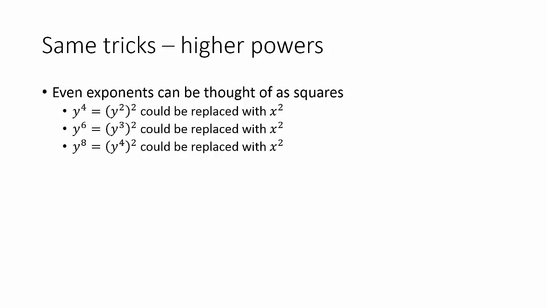So y to the 6th, for example, could be rewritten as y cubed squared. Or to make it easier, we just say that's x squared, and we work under the assumption that, talking about the second example here, x is equal to y cubed, so x squared is equal to y to the 6th. Similarly, above it, with y to the 4th, we say x is equal to half of that. X is equal to y squared. Then x squared would be equal to y to the 4th. Same thing with y to the 8th. We take half of that and say x is equal to half of that.